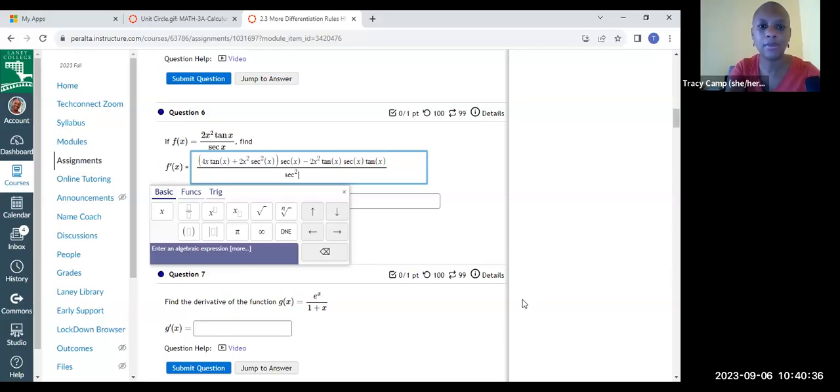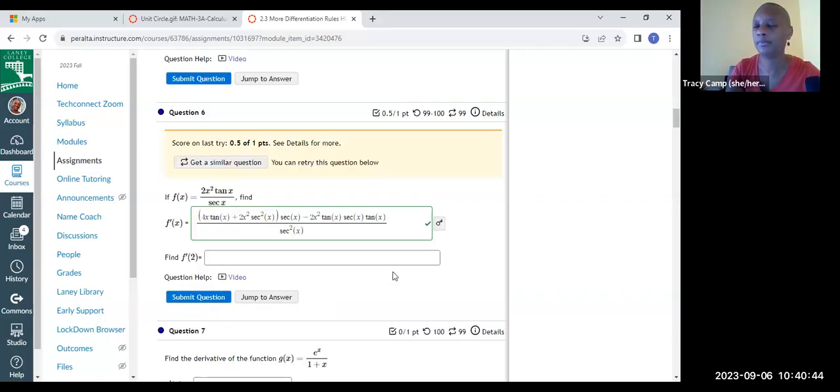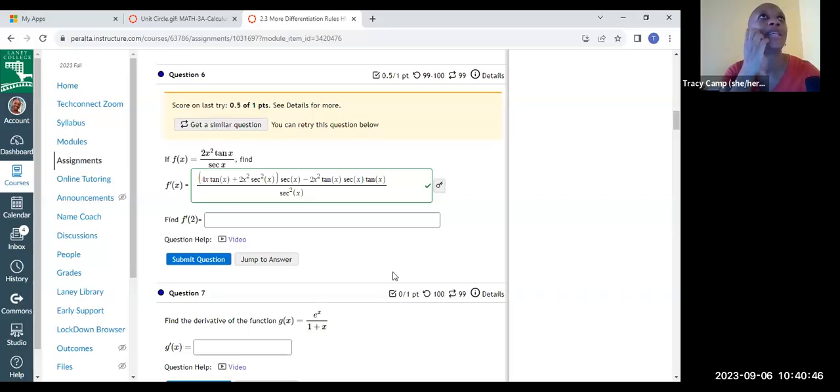I will say, even though, what was I going to say? I forget what I was going to say about simplifying. It'll come to me, I'm sure.